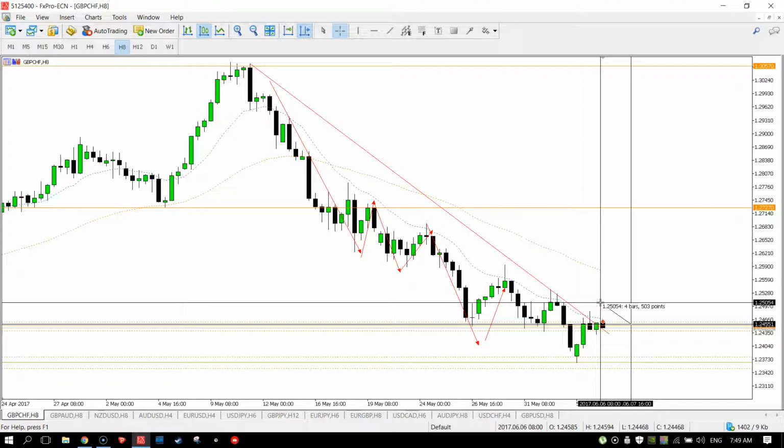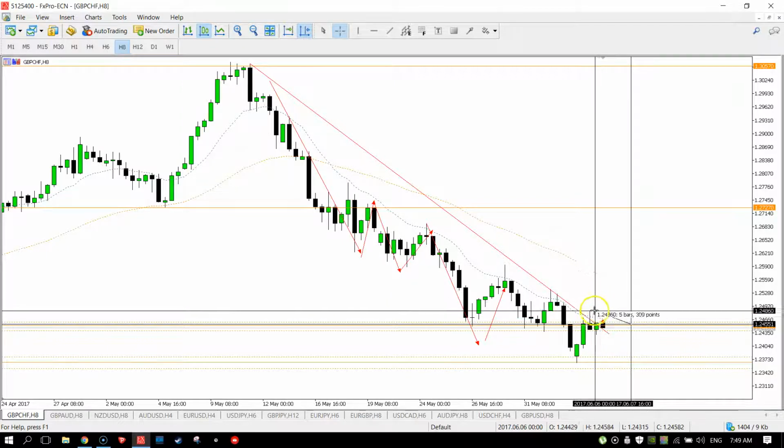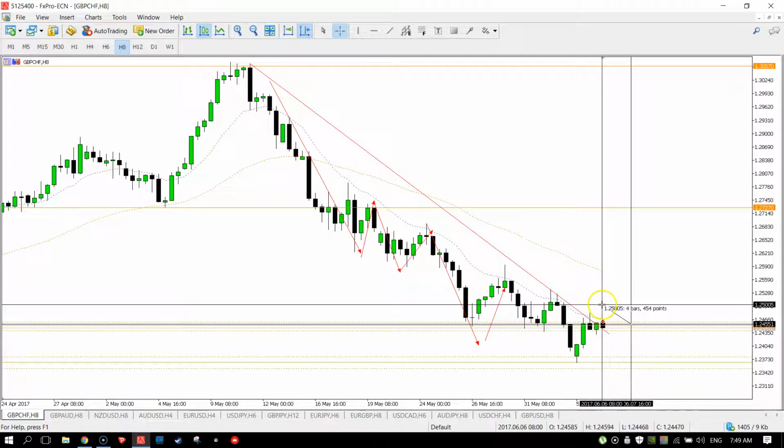So 1.2505. Alright? So that's a bit high. As you can just see from price action, that's a bit high. So let's make it 1.25. I like that. Nice round number. It's a psychological area, also a psych level. The round numbers. So 46 pips.